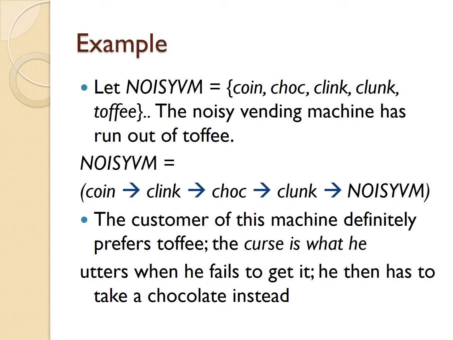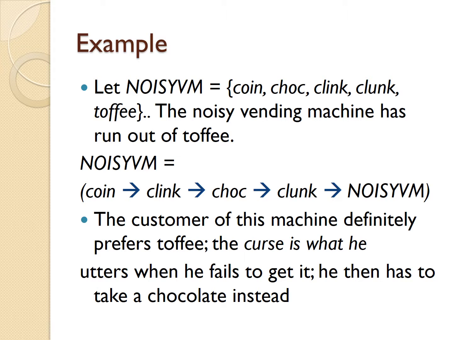Let us consider an example. It will be clear how to represent concurrency with different alphabets. Take a noisy vending machine. What is the function of the noisy vending machine? If you insert the coin, you get chocolate. The click sound is made, and a clunk sound is made, and afterwards you will get toffee. These are general events that occur in the vending machine.